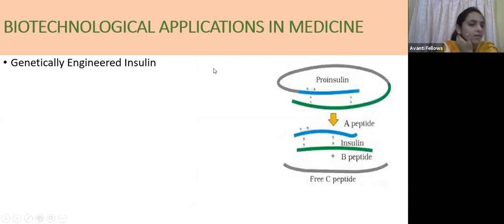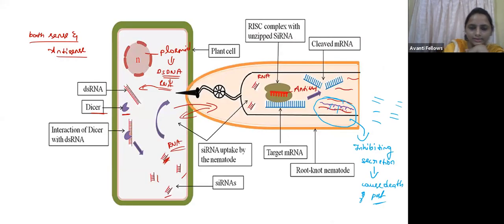Okay, guys. Now let us come to the biotechnology application in medicine. Another thing is there. I have told you about the Flavr Savr tomato, right? The Flavr Savr is the genetically modified tomato. The same thing happens in the Flavr Savr tomato also, that is the RNA interference method.